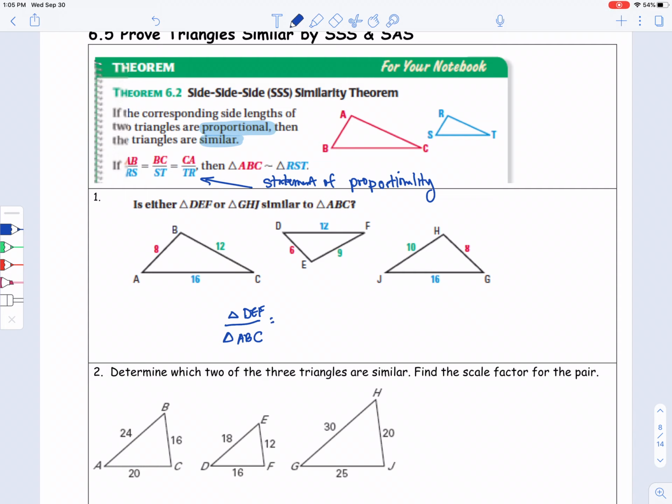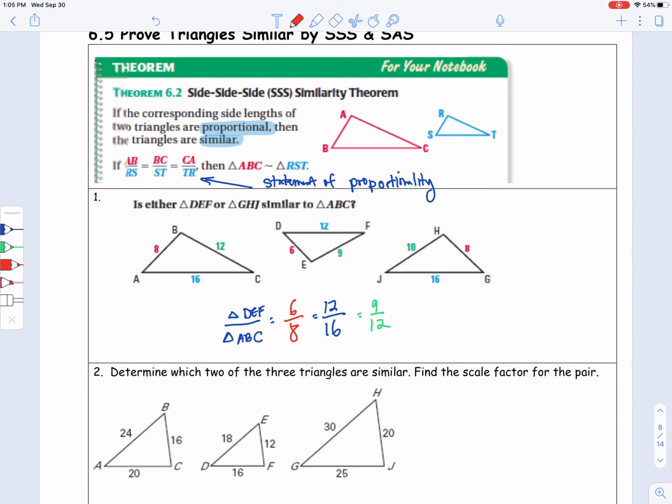Okay. So I'm going to match up my sides. We'll match up the red sides together because they should be proportional. 6 to 8, so 6 will go on top, 8 below it. Let's go to the blue one. I have 12 over 16, and then I have 9 over 12. So these are my three proportions, and they should all be equal to each other when I simplify. So let's go ahead and simplify and see what we get.